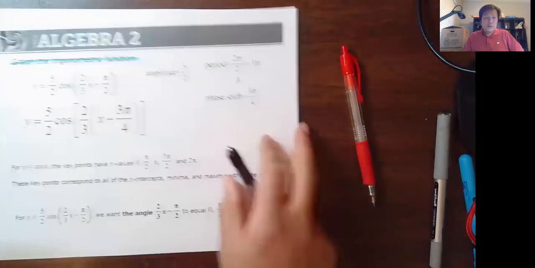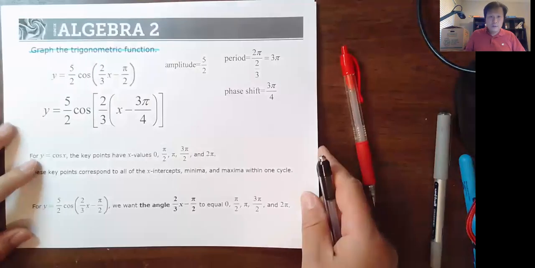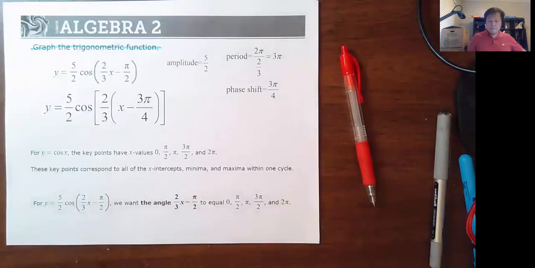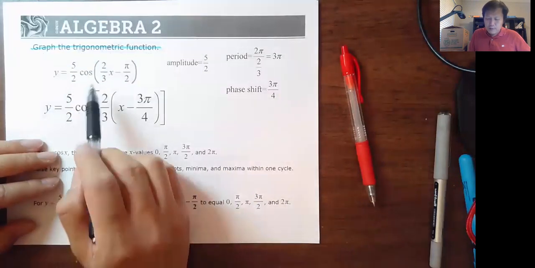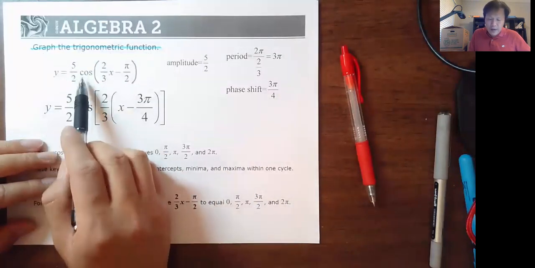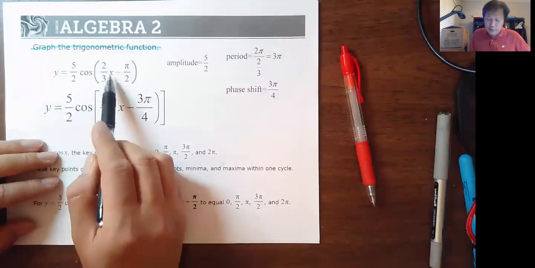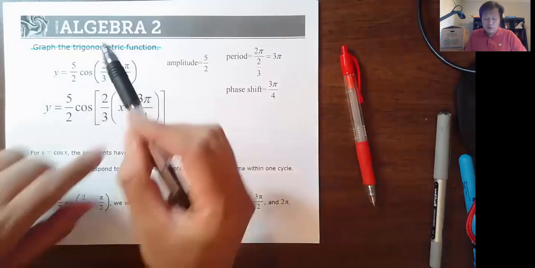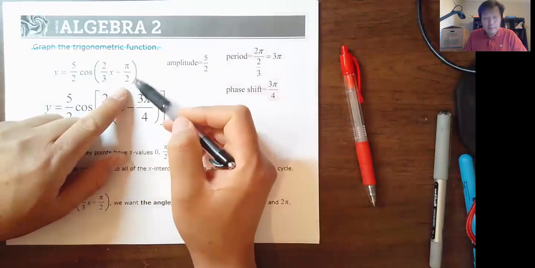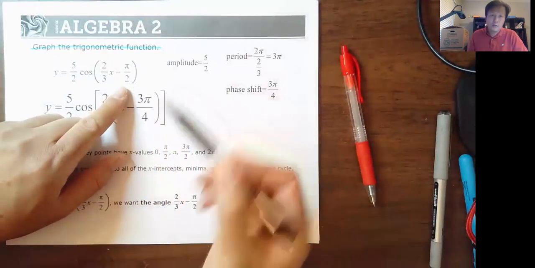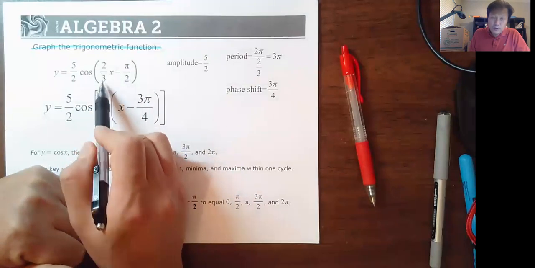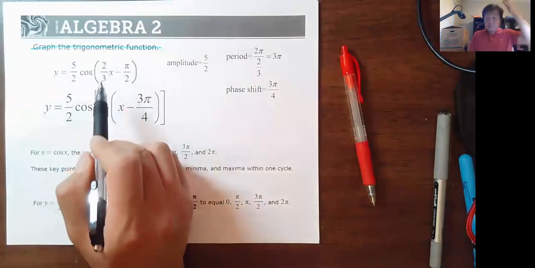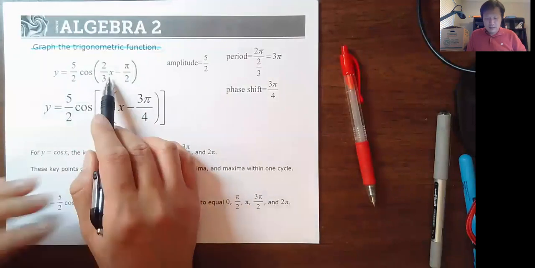There's another example like that, so let me try that for you as well. Again, graph the trigonometric function. If you look at it, we've got 5 half cosine 2/3 x minus pi half. Again, do not read the phase shift as pi half here, or you will lose that. Why? Because x has a coefficient other than 1. It's 2/3 x. You cannot read a phase shift like this.